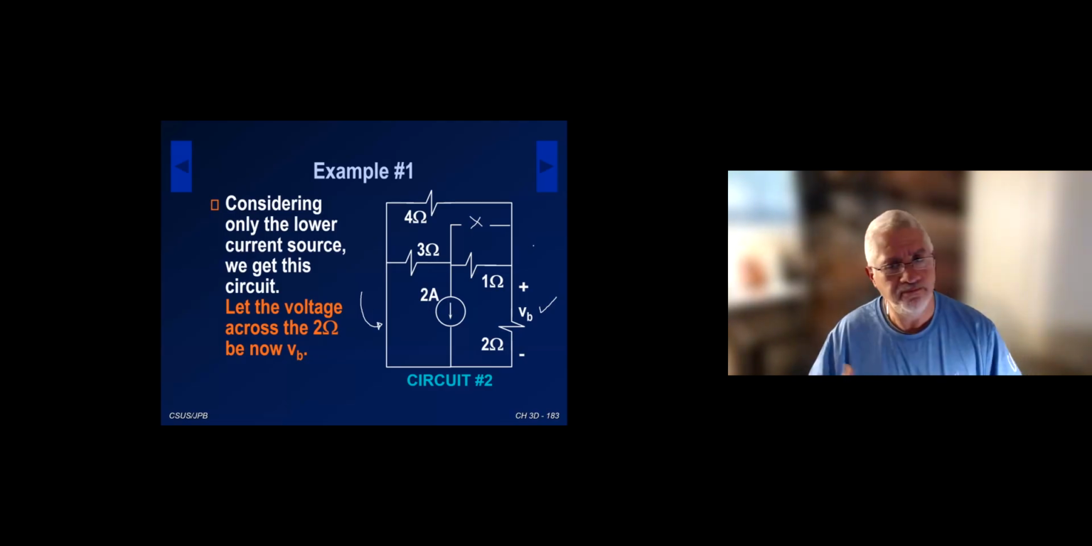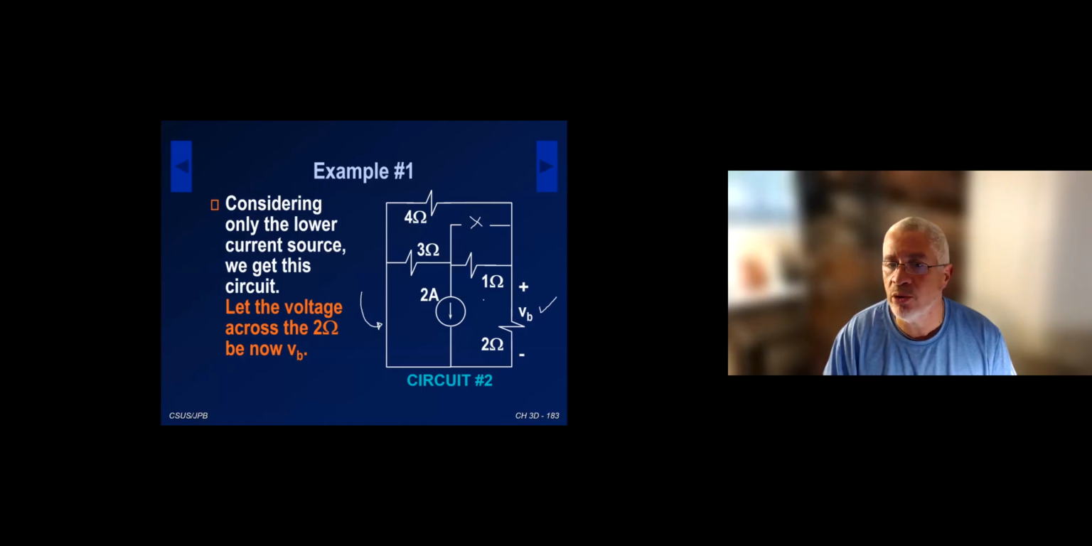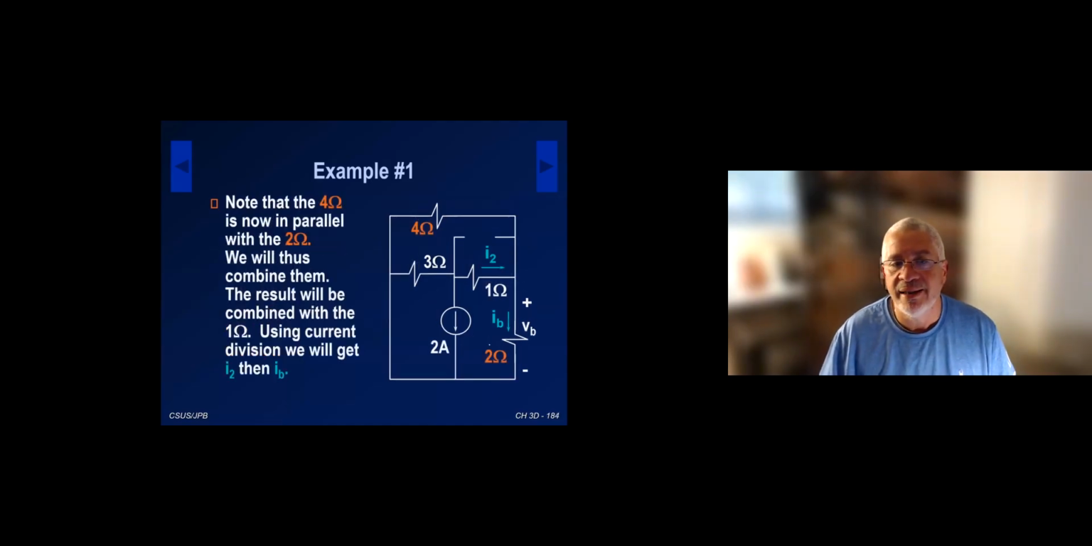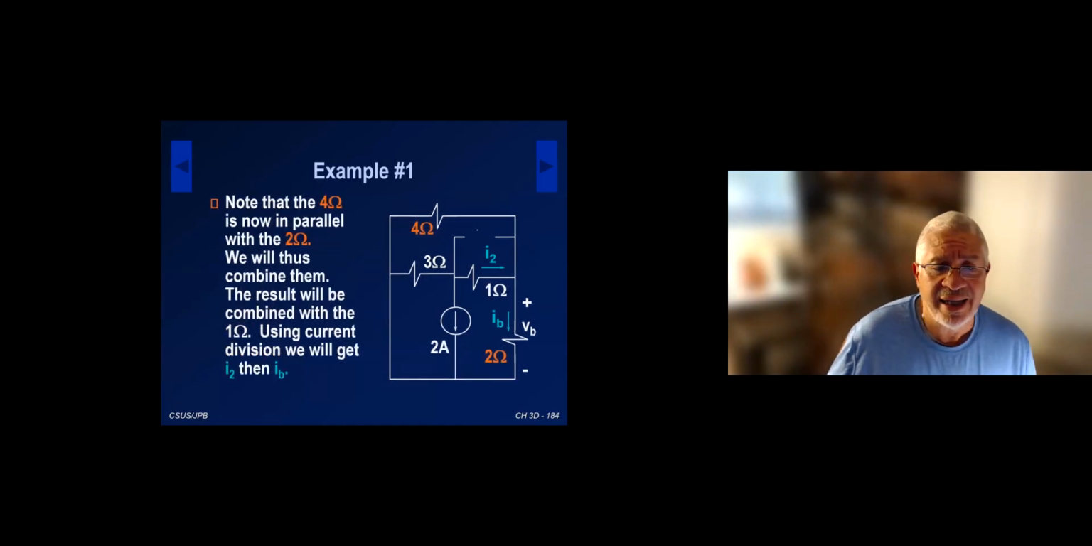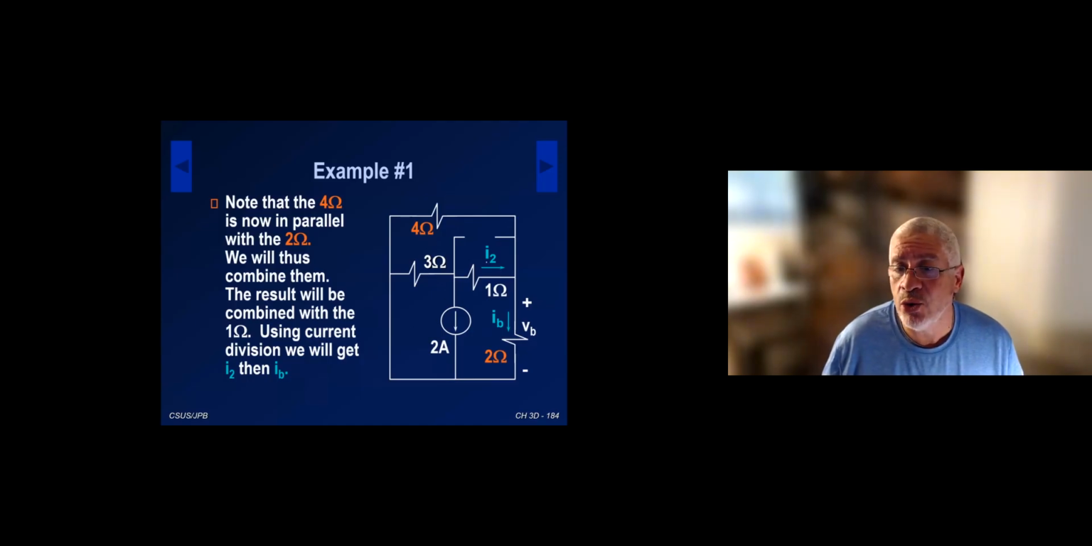Okay. Here again, you can look at things. I can see that the 4 ohms is in parallel with the 2 ohms. So again, we could do mesh and nodal. But I can see that the 4 ohms and the 2 ohms are in parallel. So I could combine that in parallel. And then once I get that, I can calculate I2, then I can calculate IB. Honestly, at this point, I would recommend either doing mesh or nodal. It gets a little bit easier than actually doing this kind of combination of resistors.